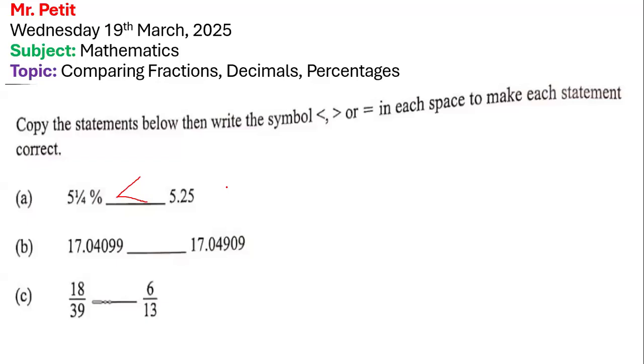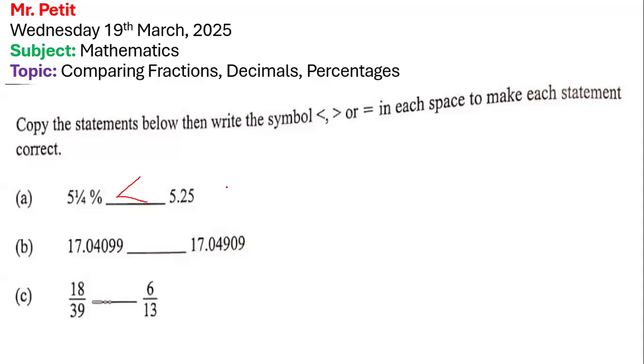Is it less than, is it greater than, or is it equal to? For B, is it less than, greater than, or equal to? What's the answer for B? We have 17.04099 and 17.04909. Okay. All right, now y'all can speak.